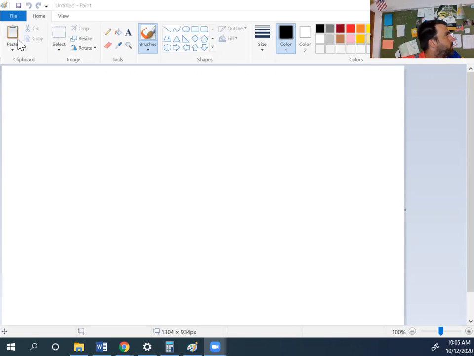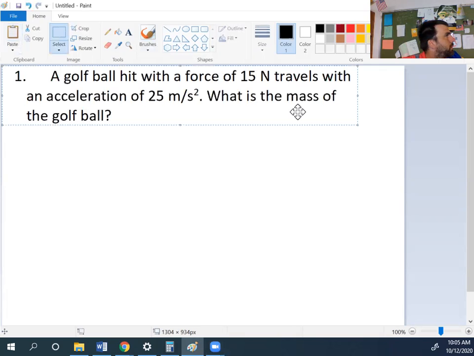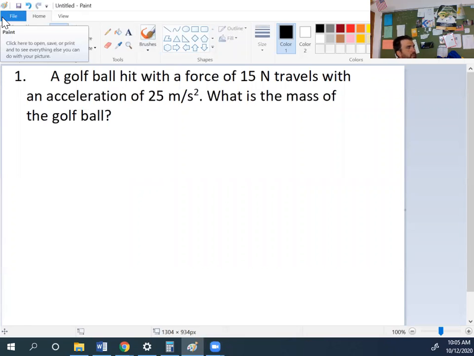So here is my first question. A golf ball hit with a force of 15 newtons travels with an acceleration of 25 meters per second squared. What is the mass of the golf ball? And before you ask the question, do significant figures matter? Yes, significant figures matter.